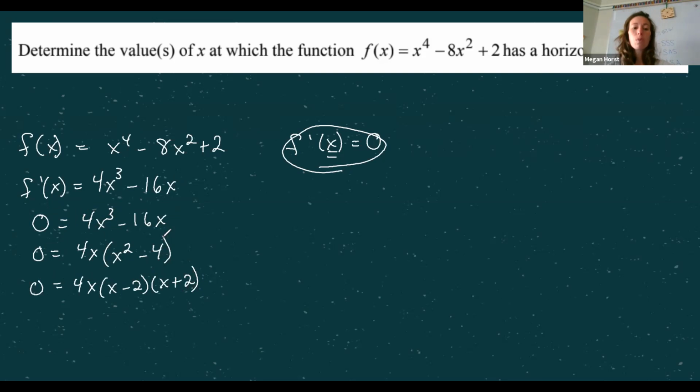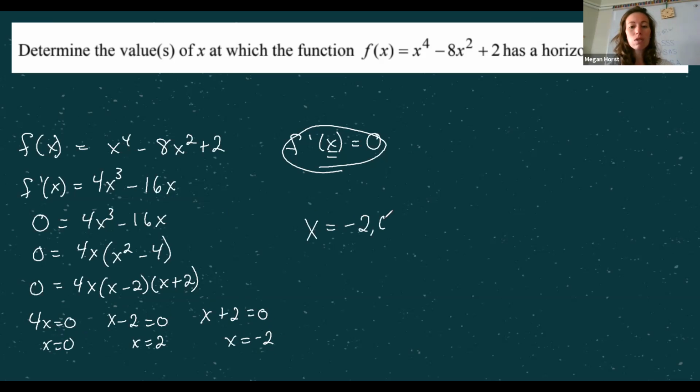2. So what I find out is that I have a horizontal tangent line when 4x equals 0 or x equals 0, when x subtract 2 equals 0 or x equals 2, and x plus 2 equals 0 or x equals a negative 2. So my answer would be x equal to negative 2, 0, and 2. At all those points, I have a horizontal tangent line.